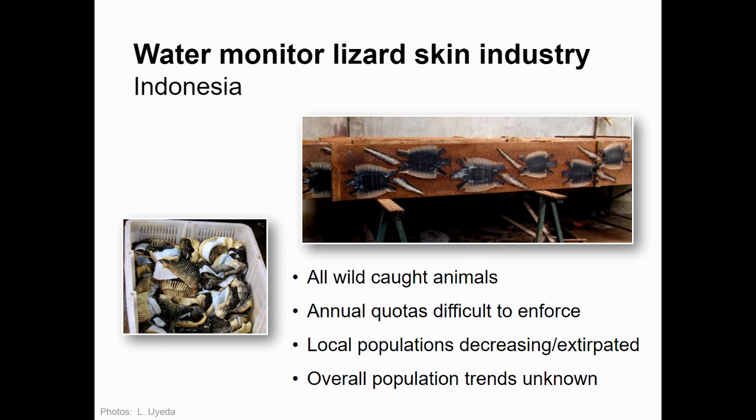Here you can see images of water monitor lizard skin being stretched and dried. All of these animals are wild caught. They are not raised for this purpose. And as a result, local populations are being decreased from overhunting. Overall population trends aren't known, but we can assume that they are decreasing due to an increased need in wild caught monitor lizard skin.